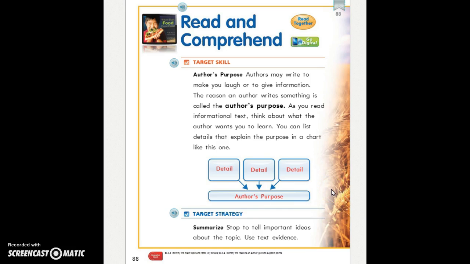As you read, you could use a chart like that one to add details that help you explain the author's purpose for writing. Listing details about the topic will help you understand what the author wants you to learn. The target strategy is to summarize. Good readers think about important ideas as they read. When you summarize a text, you tell only the important ideas in your own words. You will demonstrate how to do this and use this strategy to help you understand and remember what you read.